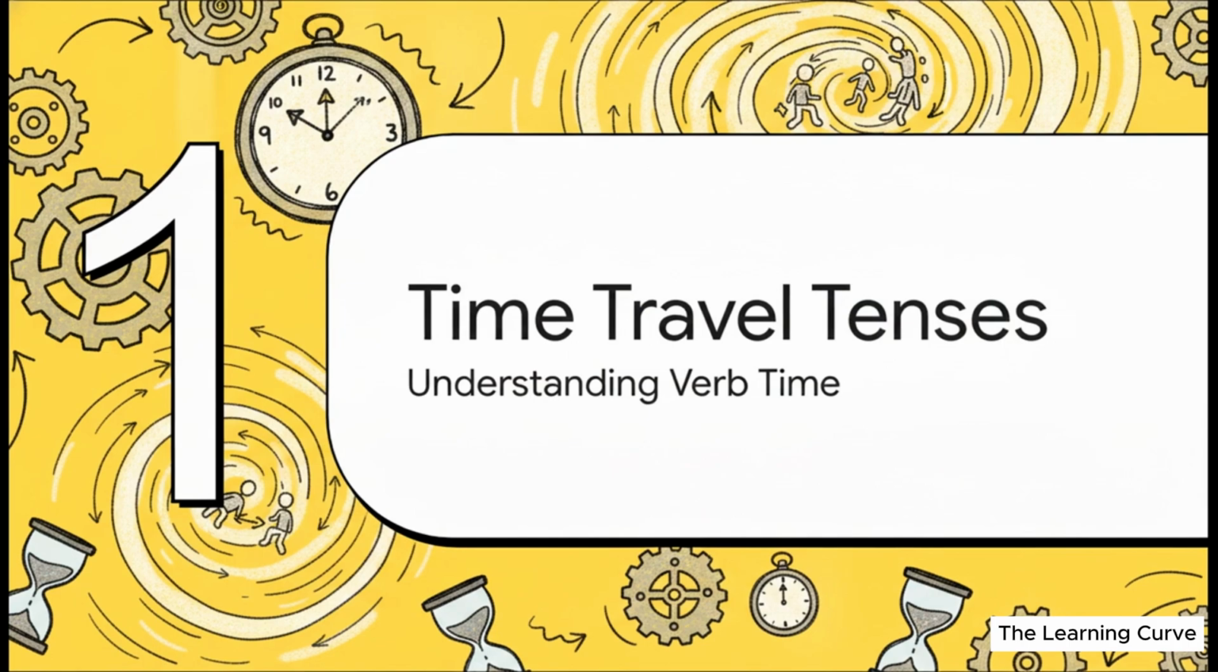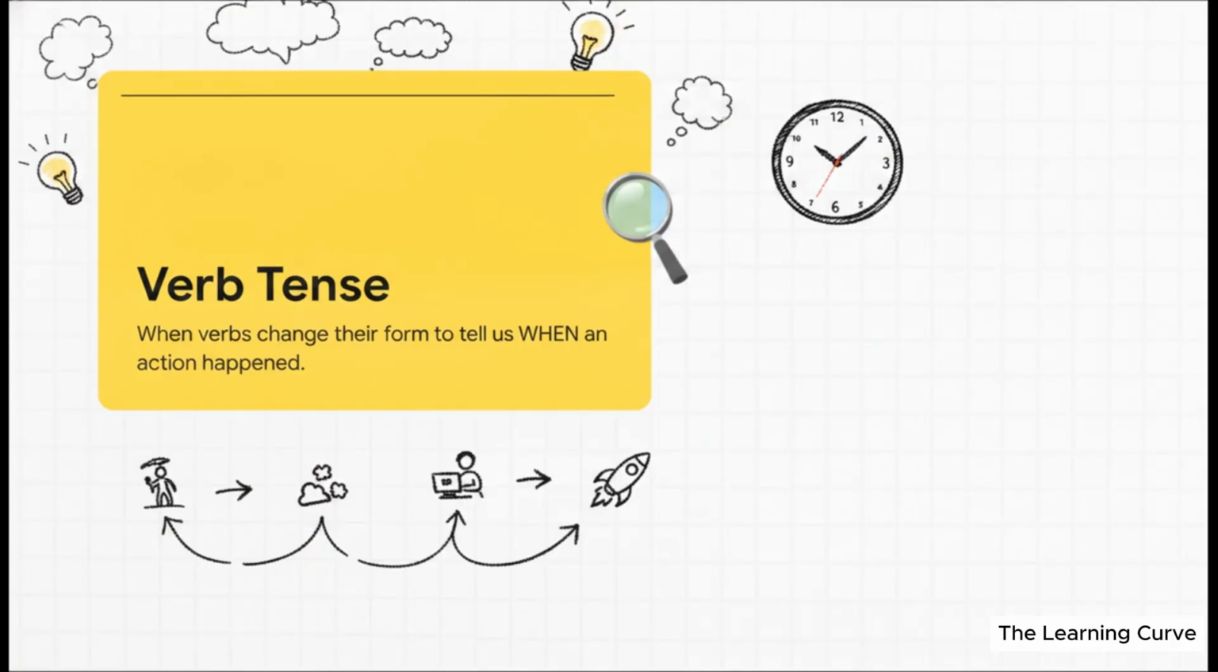Okay, moving right into Section 1, traveling through time with tenses. So, verb tense. That is simply when verbs change their form to tell us when an action happened. I really want you to mentally highlight that word when. In the grammar world, people get very intimidated by the word tense. It sounds super formal, academic, maybe a little bit dry. But I want you to remember a very simple secret. Tense is just a fancy grammar word for time. That is literally all it is.